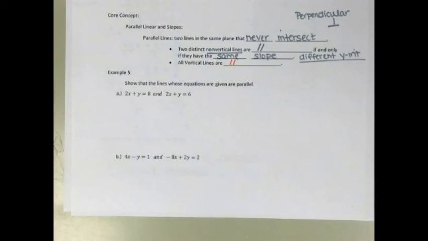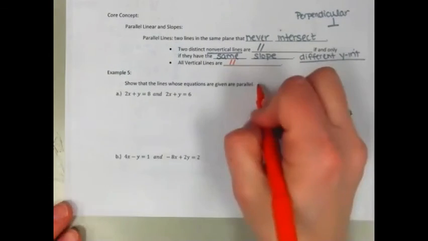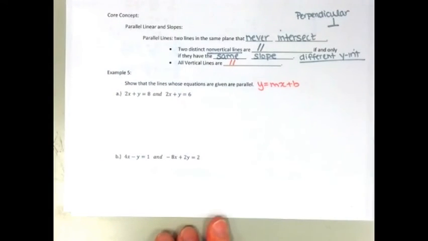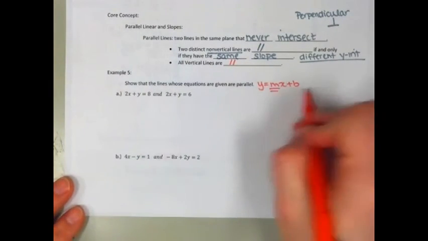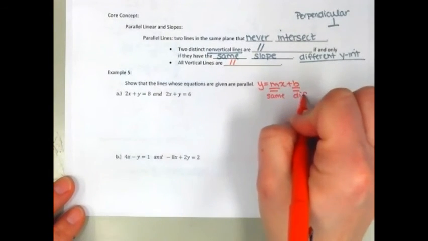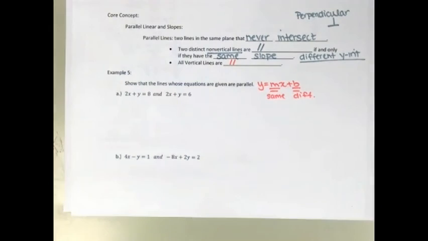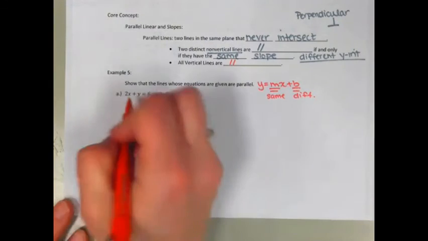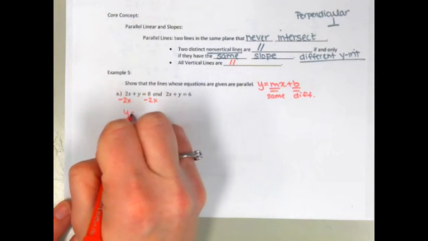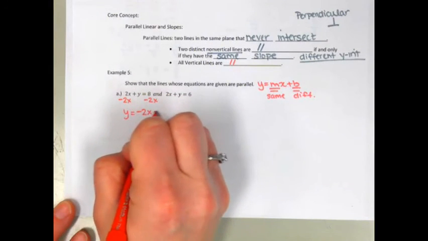Well, how are we going to show that they're parallel? We have to put them in what form? Slope intercept, so y equals mx plus b form. And then how would we tell that they're parallel? Same slope and their y-intercepts have to be different. So we have to put into y equals mx plus b and show what your slopes and your y-intercepts are, okay? So 2x plus y equals 8. How do I solve for y there? Subtract the 2x to the other side. So we get y equals negative 2x plus 8.